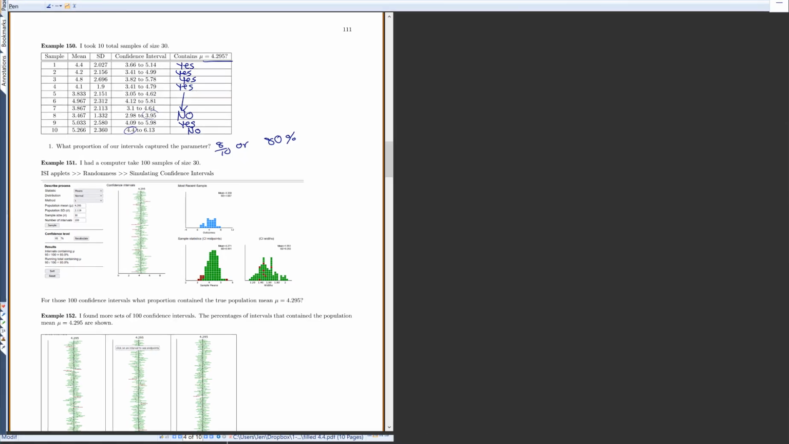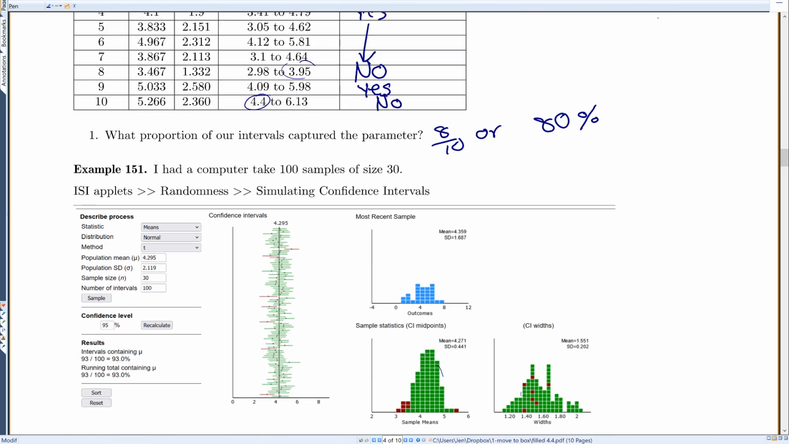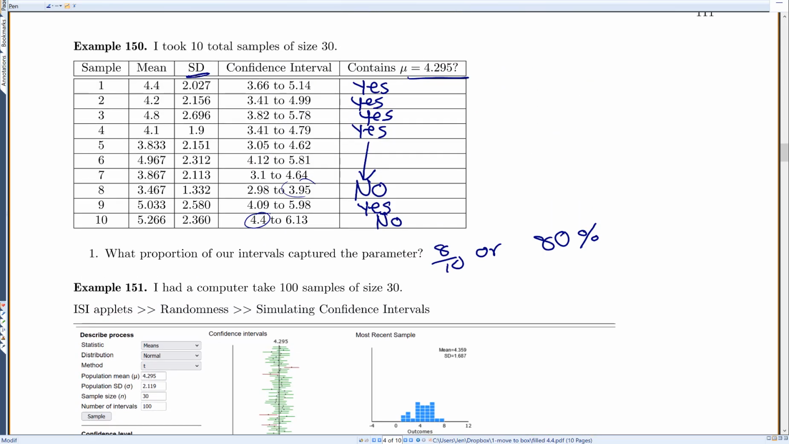You'll notice when you look at it that it will tell you your most recent sample. It will also tell you your sample statistics, your midpoints. Most of my sample means were in the middle, and they're green. That means their confidence interval contained the population parameter. The red ones are ones that didn't contain it. You'll also notice the confidence interval widths. The widths change. The reason the widths change is because every sample has a different sample standard deviation. That's what you can see right here: different samples have different standard deviations, so the confidence intervals have different widths.